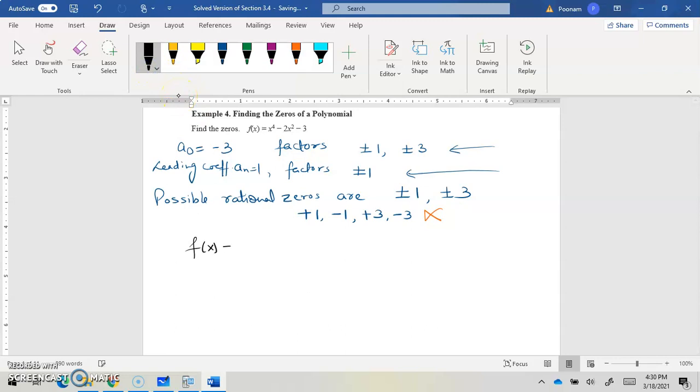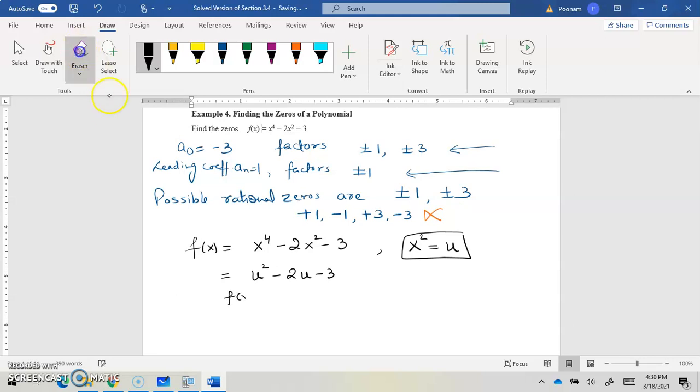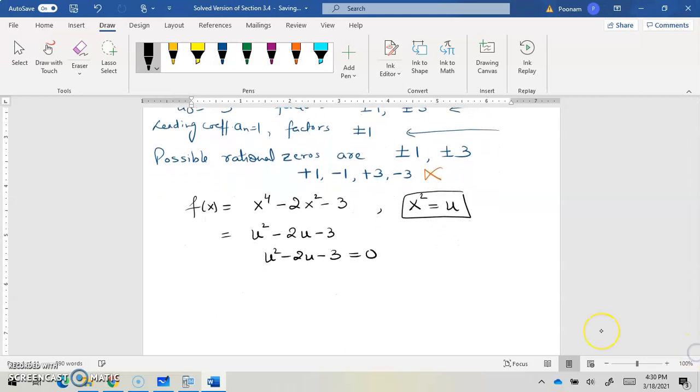Let's write the polynomial function one more time. x raised to power 4 minus 2x square minus 3. If I replace x square by u, then this would look like u square minus 2u minus 3, which is just a quadratic function. So if I have to find zeros now, that means we have to find the zeros of u square minus 2u minus 3 equal to 0. What are the zeros of that?